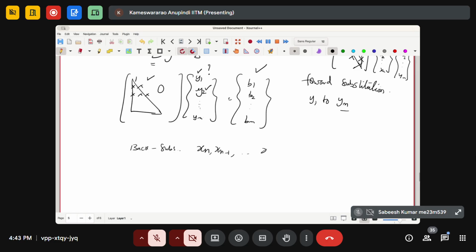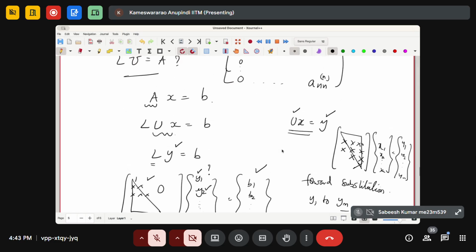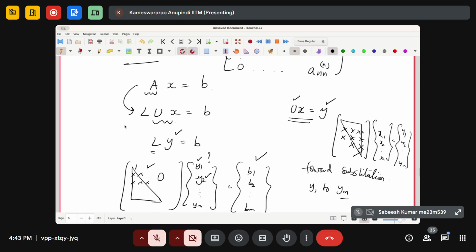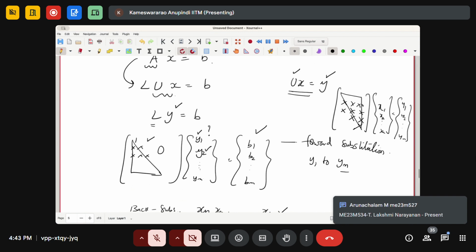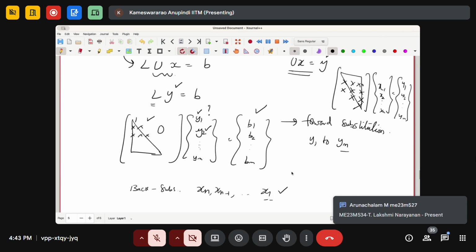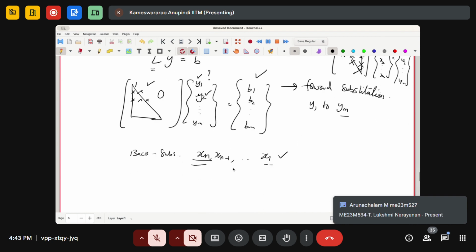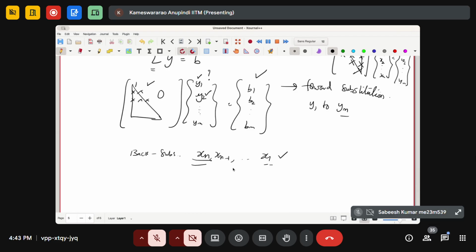Xn minus 1 all the way to X1, right? I can calculate this thing. So basically what I have to do is decompose A into LU once. Then every time my right hand side changes, I just have to do one forward substitution and then one backward substitution. That's all I have to do for every change in right hand side. I don't have to keep doing A equals LU every time.